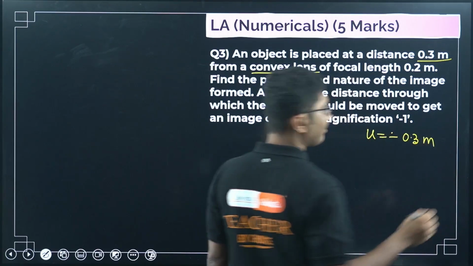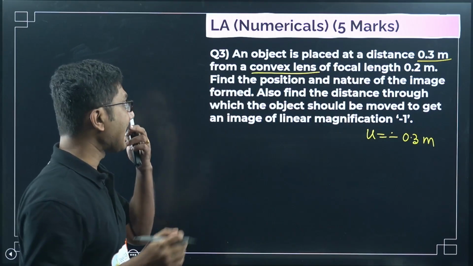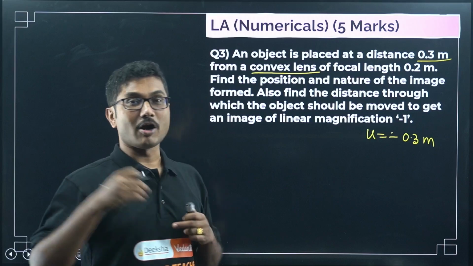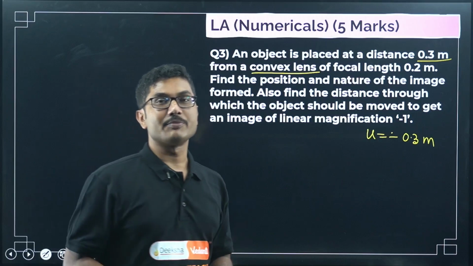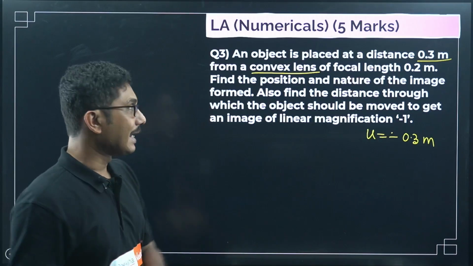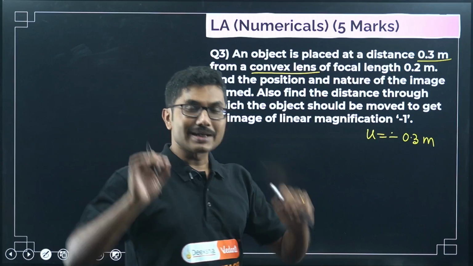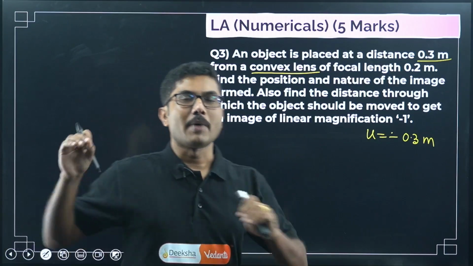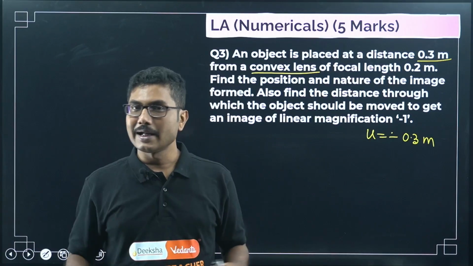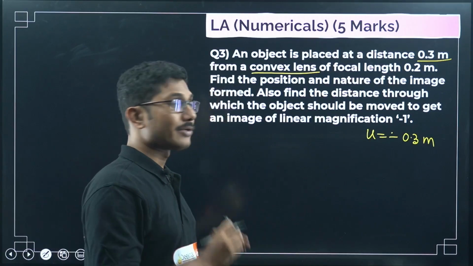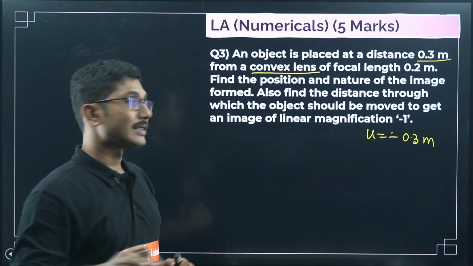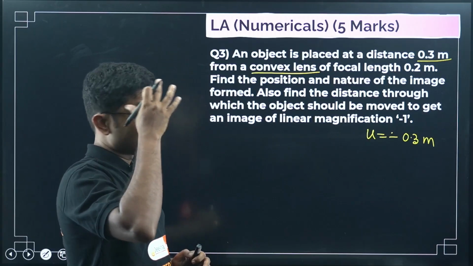No matter what, mirror or lens, unless and until it is clearly stated, you can always take object distance to be negative. Initial object distance can always be taken as negative. There are some questions where object distance can be positive, but that is not part of PU board. I can guarantee that those types of questions will not come in the PU board exam. It will come during your competitive exams like JEE, maybe NEET, but not for PU board.